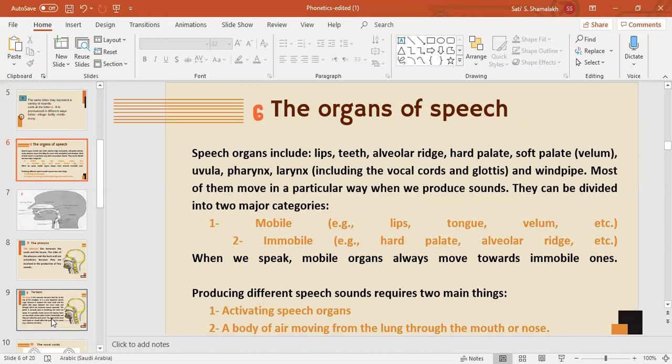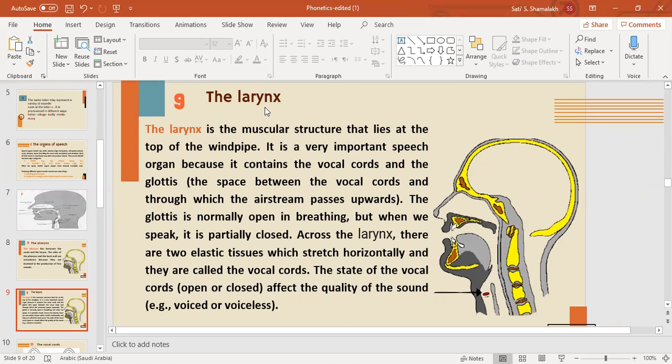This is, actually, explained. Now, the larynx. What is the larynx? Larynx is the muscle structure that lies at the top of the windpipe, في قمة القصبة الهوائية. شوفوا الفراغ المنخفض هذا اللي في قاع الرقبة هو, this is the larynx. It is a very important speech organ because it contains the vocal cords and the glottis. The glottis is the space between the vocal cords, through which the air stream passes upwards. The glottis is normally open in breathing, but when we speak, it is partially closed.